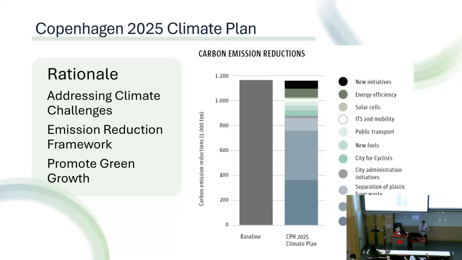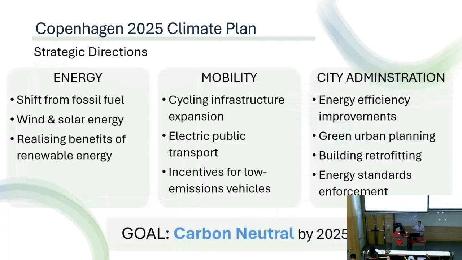The Copenhagen 2025 plan, it's already way past it, but just a quick overview is to address the climate challenges, to have an emission reduction framework, and to promote green growth. And these were the strategic directions from the Copenhagen plan. You've got energy, trying to shift from fossil fuel, kind of similar to what we have in Hong Kong as well. But because of their location, they can incorporate better wind and solar energy and realize the renewable energy. With mobility, they expand the cycling infrastructure.